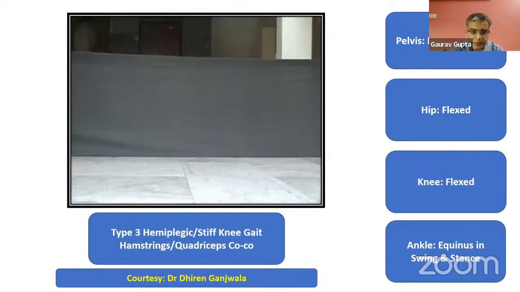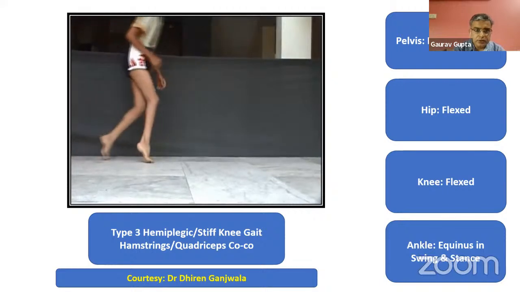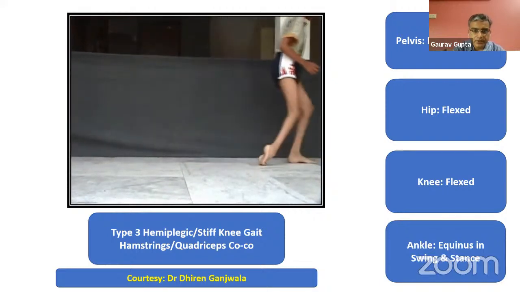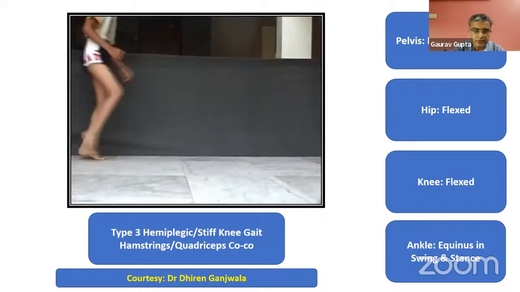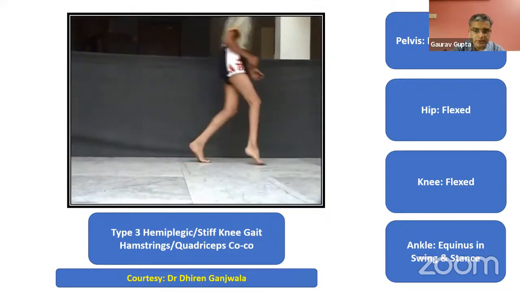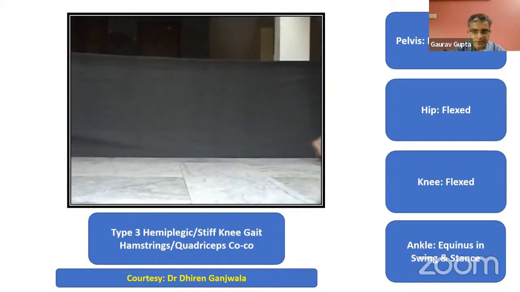Then type 3 hemiplegic gait. Here now the proximal joints are also affected, and apart from equinus in the ankle, you see flexion at the knee, which is stiff. There is no change in the range of the knee. It is flexed throughout the gait cycle, and the ankle is in equinus. The hip starts flexing, the pelvis is also flexed. So now the proximal joints are involved, and the main cause is hamstrings and quadriceps co-contraction.